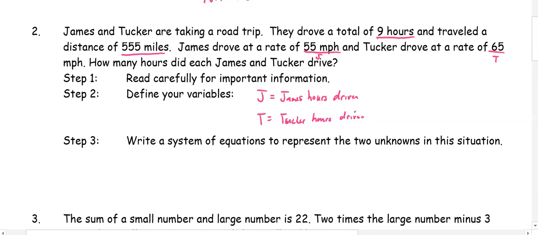In the first equation, we just want to figure out how many hours together get us 9. So again, we would be adding them. So we have J plus T is equal to 9.